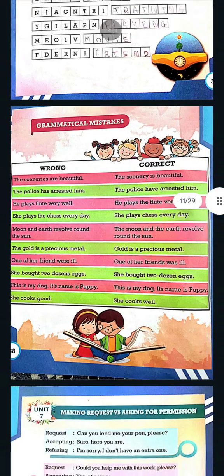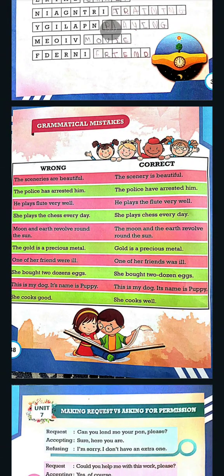So let's look at some common mistakes that students make. Wrong: the sceneries are beautiful. This is something on subject-verb agreement. No, you have to write the scenery is beautiful. If you are looking at something, you will only see one scenery, you won't see two different types of scenery. So you have to write one scenery, and it has to be is, not are, with scenery in the singular.